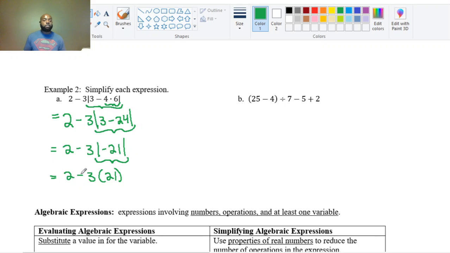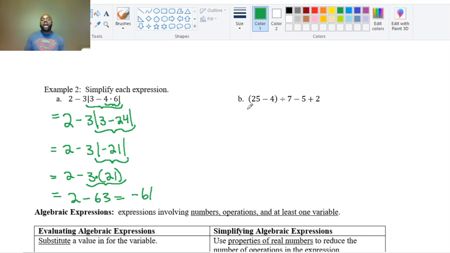Now I have a subtraction and a multiplication. There's a multiplication there. You don't necessarily have to write that symbol. And so I'm going to do this multiplication next. So that'll be a 2 minus 63, which I get a negative 61.